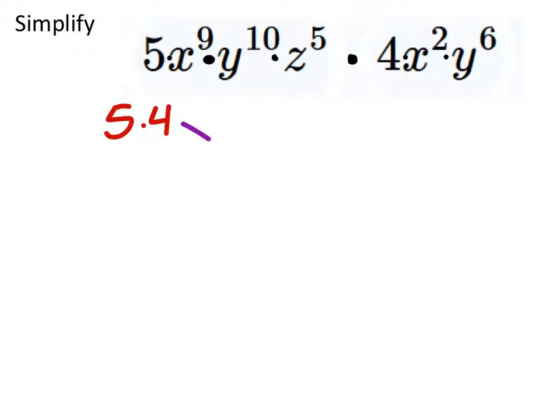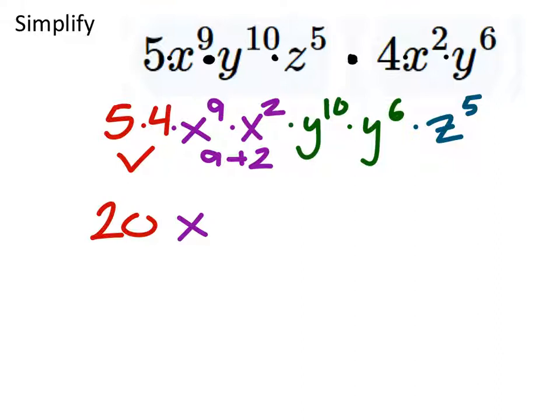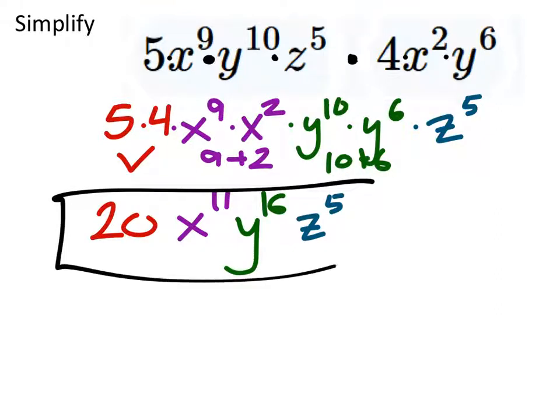Then I can move to my x's, x to the power of 9 times x squared, times my y's, y to the power of 10 and y to the power of 6. And we got our z's, well, just one set of z's, 5 of them. And 5 times 4 is 20. And I've got my base x, and so we'll do 9 plus 2, which is 11. Then I got my base y's, so I'm going to add those exponents, 10 plus 6, 16. There was no other z's to combine with that z to the power of 5, so that's it.